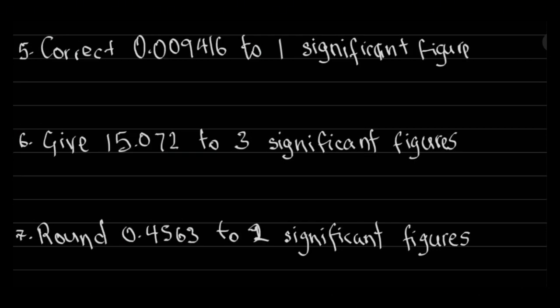Let's try some more examples. So rounding this up to 1 significant figure, our first significant figure is 9. So this is going to give us 0.009. We are not increasing 9 because the number behind it is 4. Now we are to give 15.072 to 3 significant figures. So 3 significant figures would be 1, 2, 3. So that is going to give us 15.1. Okay, because the number after the third significant figure is 7.